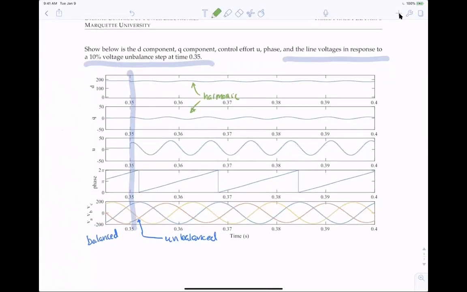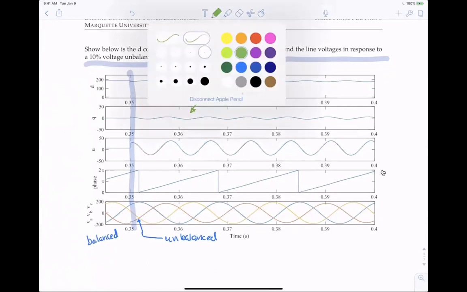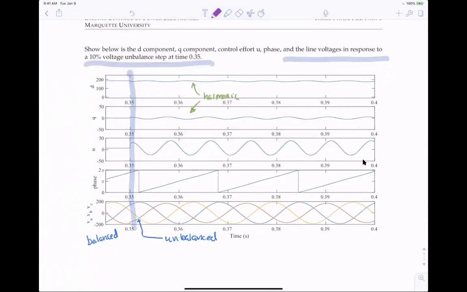So it's okay as long as you maintain the average of Q around zero. In other words, you drive the average of Q to zero, which is what's happening in this case. There's an oscillation on top of it, but it's centered around zero, which essentially means we are locked.